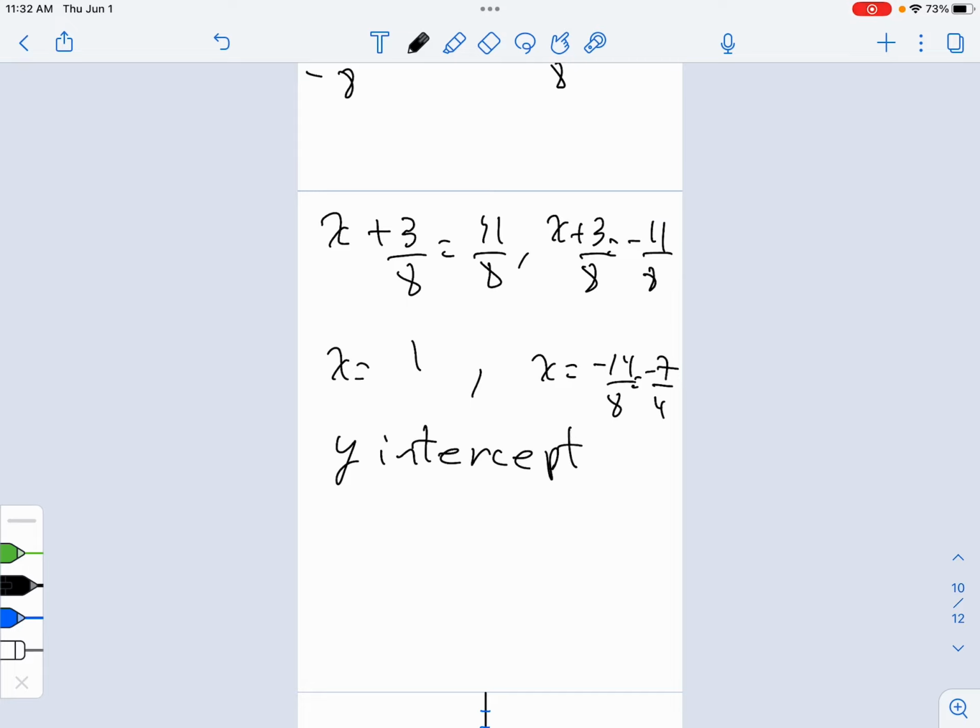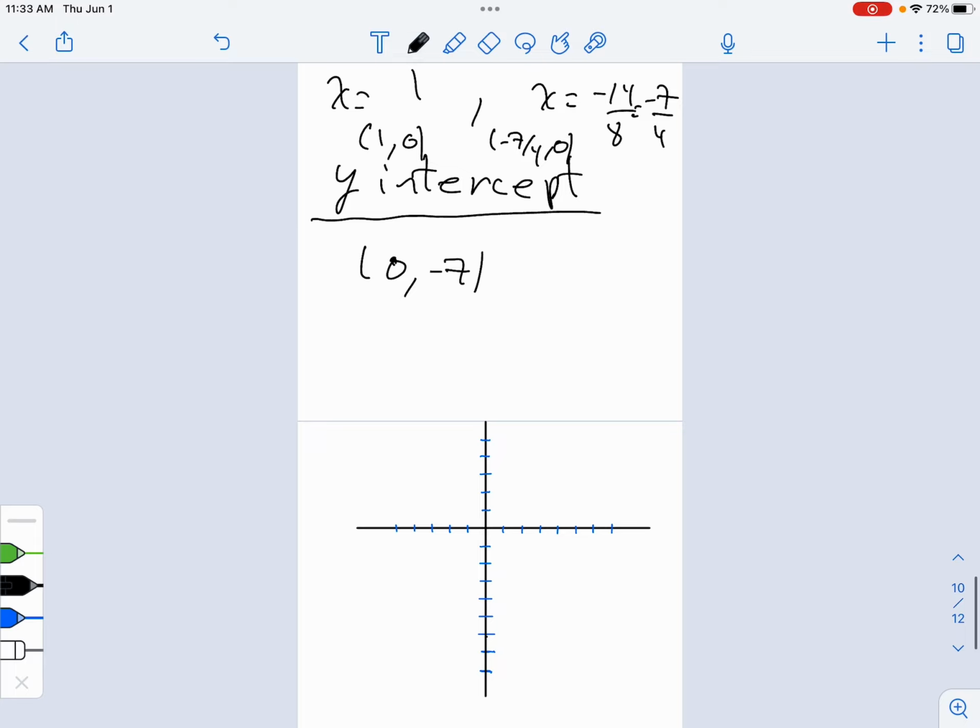And you would also have a y-intercept, and the y-intercept is fairly easy. All you have to do is replace the x with 0 and go back to the original equation. In this case, you would get -7. So this would be (0, -7), and for my x-intercepts, you write them as points: (1, 0) and (-7/4, 0).